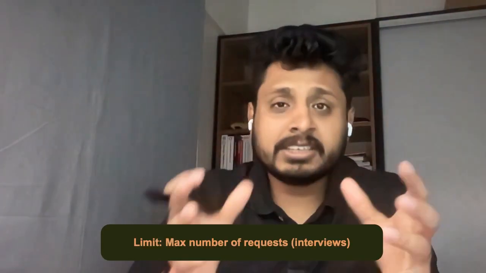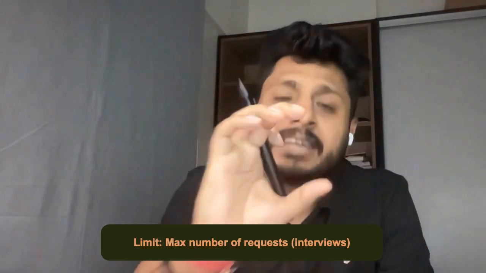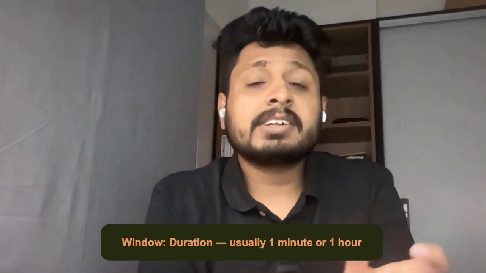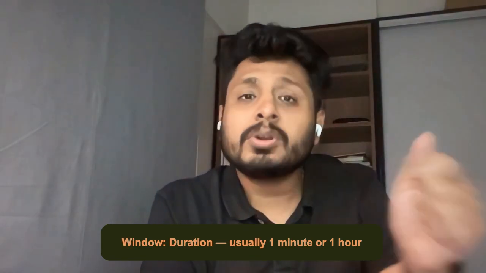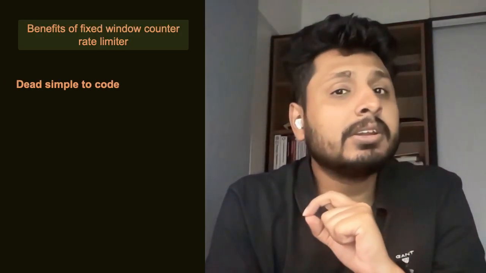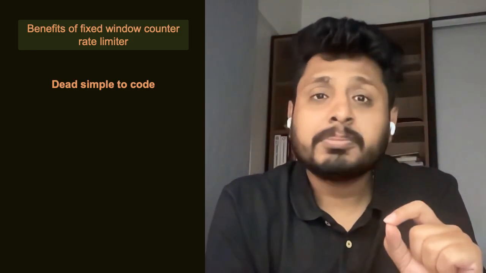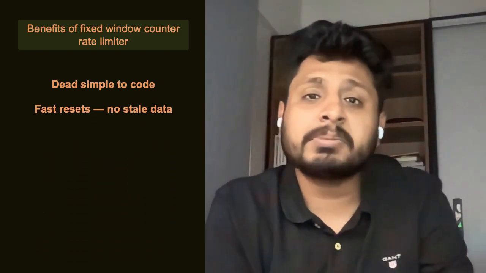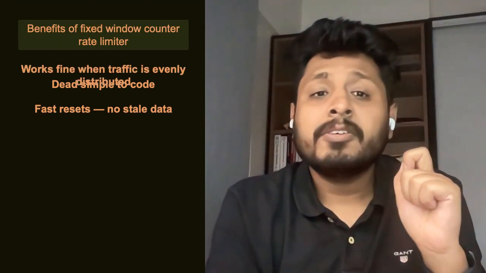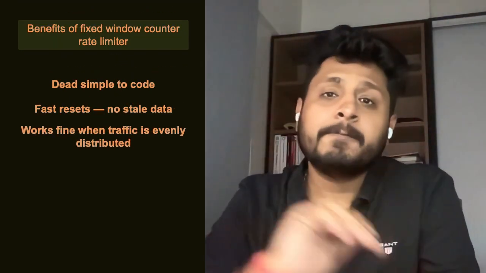So again, there are only two things that you need to configure this rate limiter. One is the limit, that is the max number of requests that you can accept in a particular window. Then is the window size, the size of the window in which you can accept that particular number of requests. Now, the positive sides of this mechanism are that it is dead simple to code. It is fast because it just has to reset some counter variable at the end of every window, right? And it works fine when your traffic is distributed evenly.